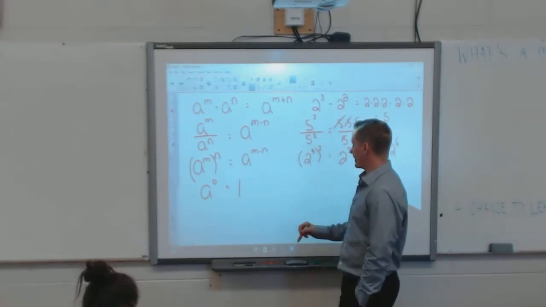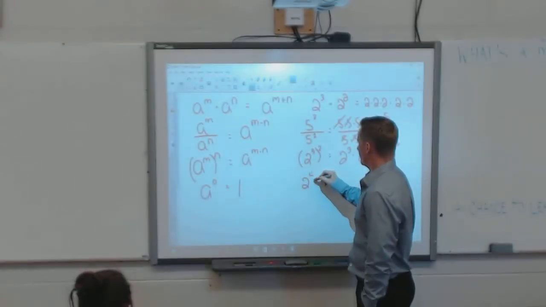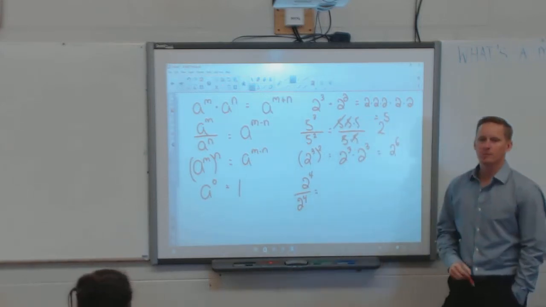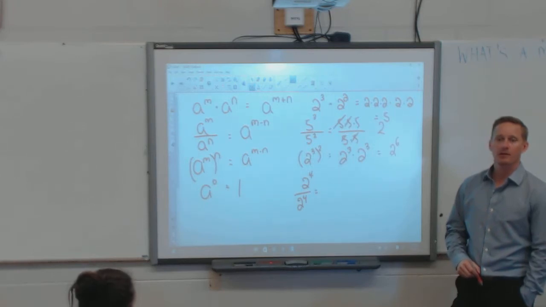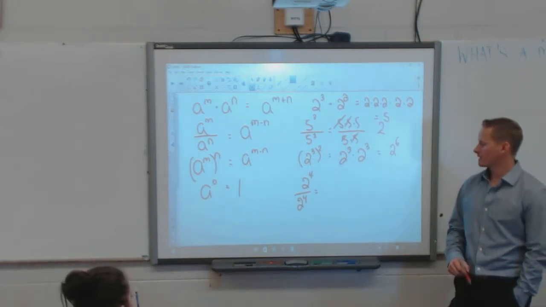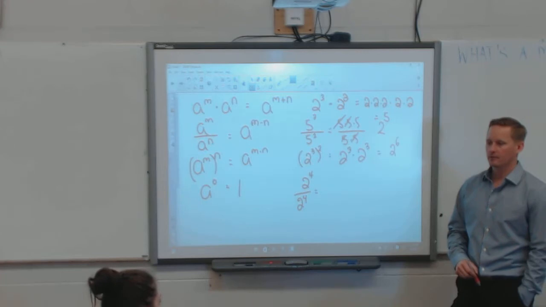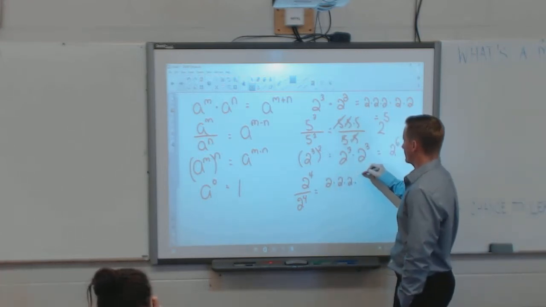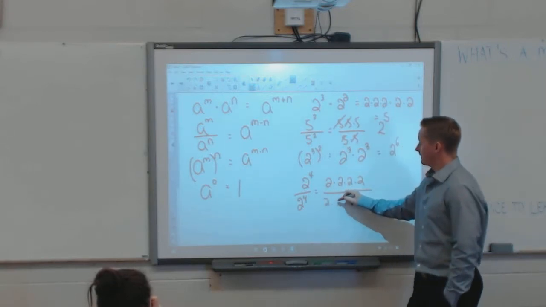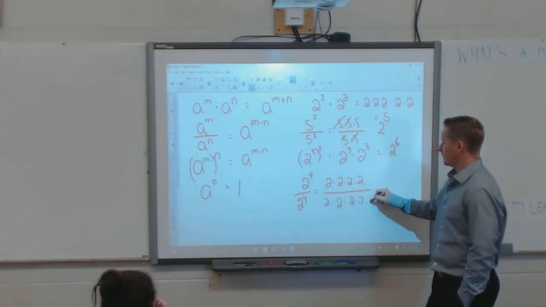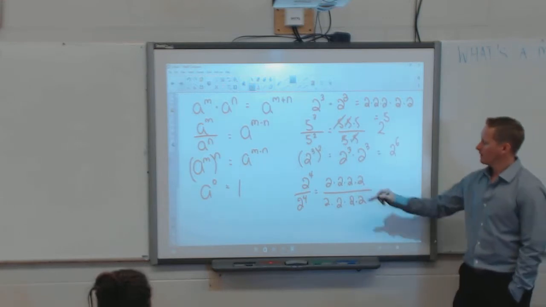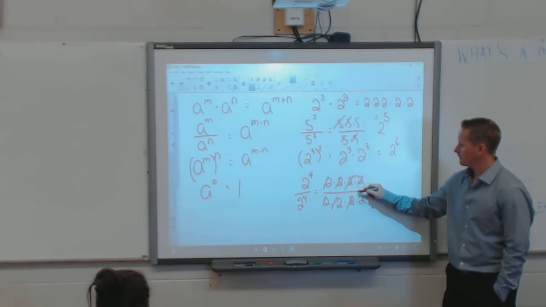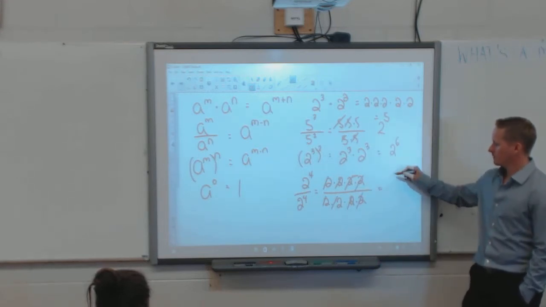Let's look as to why. 2 to the 4th over 2 to the 4th is equal to. What do I do with the exponents? I subtract them, so I get 2 to the power of what? 0. I agree. But what is this? 2 times 2 times 2 times 2 over 2 times 2 times 2 times 2. Agreed? 1, 1, 1. I'm left with 1.